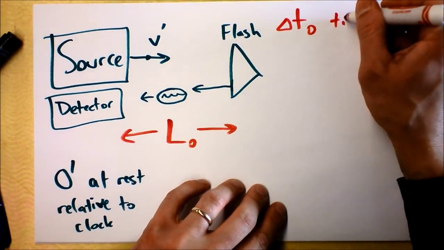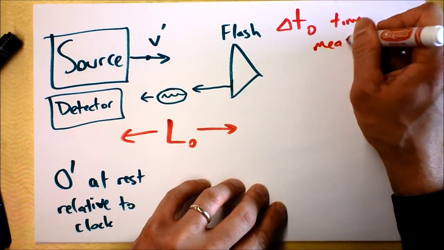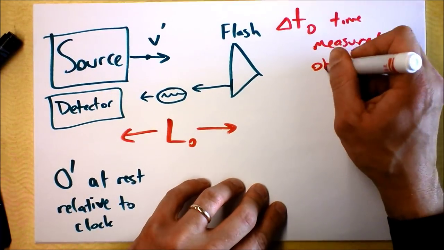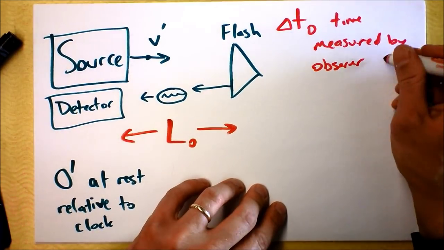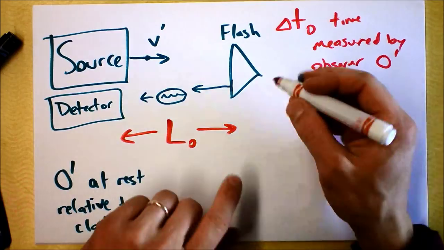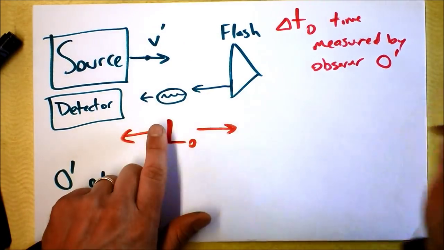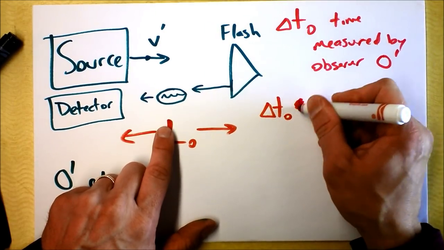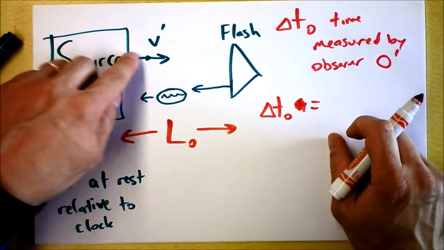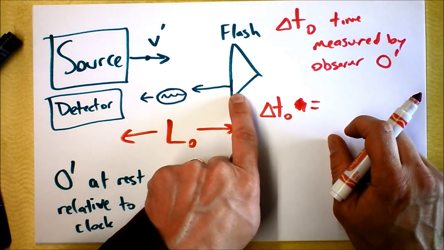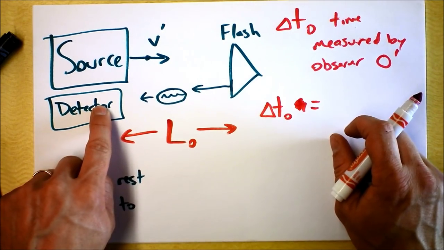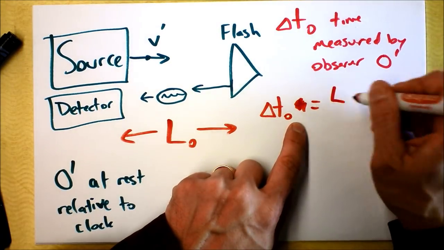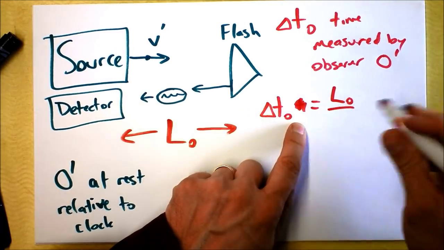This is the time measured by observer O prime, the observer who's at rest relative to the detector, and O prime is going to find delta T naught to be the sum of two times. That time is going to be the time that the particle takes to get to the flash, plus the time that the photon takes to get back to the detector. And those are the same distances, so to get those times, you're going to have to take the distance and divide it by the velocity.